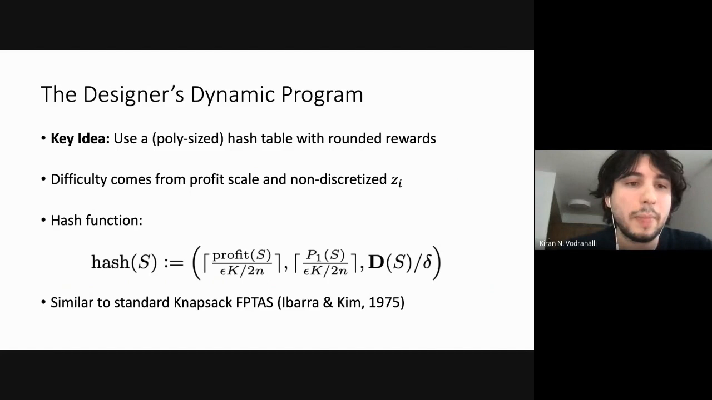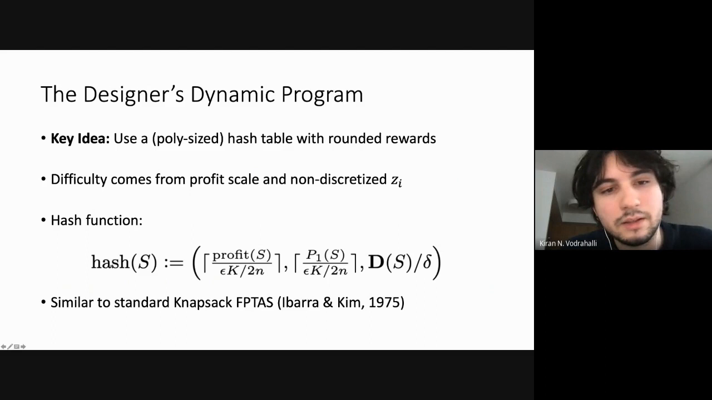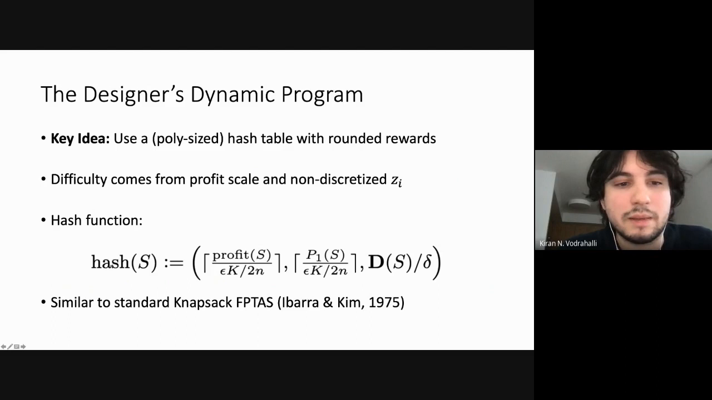So basically, we could come up with this hash function, which looks at the three important things. One is the whole profit, and we're going to scale accordingly. This is exactly the same scaling that you use in the knapsack FPTAS, essentially. Except in the knapsack FPTAS, the hash is just one term, whereas here we have three terms. One for the full profit, one for the P1 term, which is, again, the profit without the cost, and one for the denominator, where we just look at the multiples. And this is polynomially bounded because we assumed that.